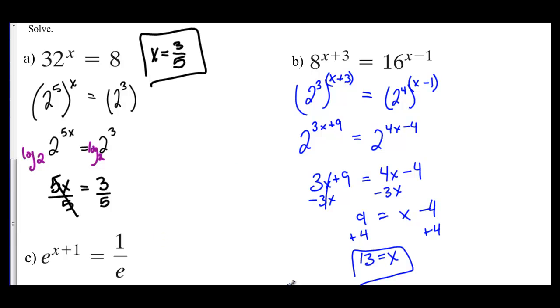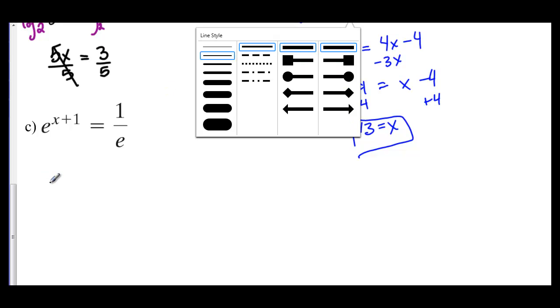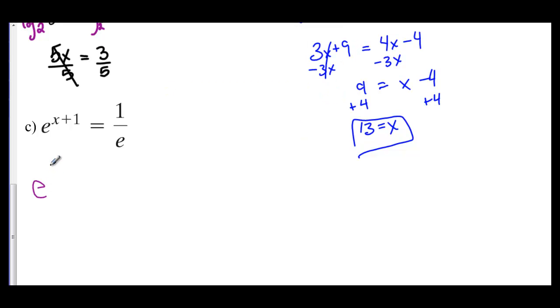All right, and then C. So C, we have the same base. We're looking at this as in base e. The only tricky part is to rewrite this 1 over e as e to a power. So the first side, the left side, is already done. So e to the x plus 1 equals, and we know we want this in base e.